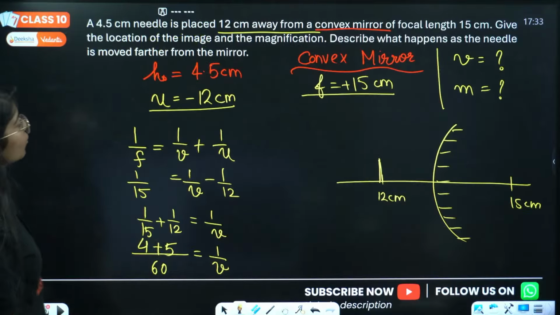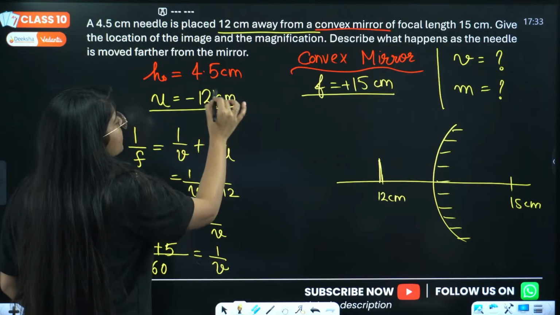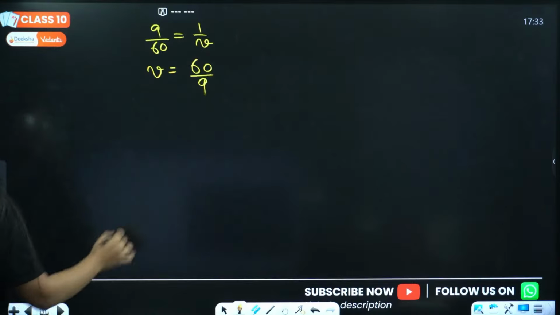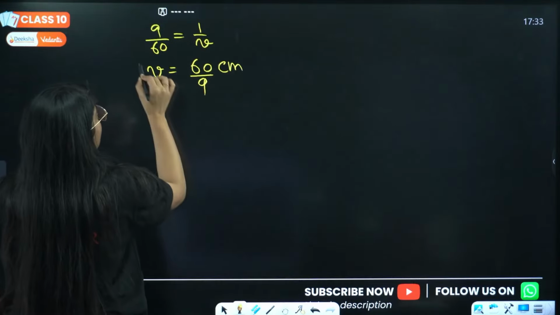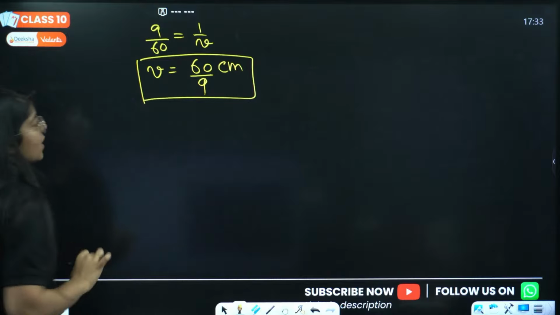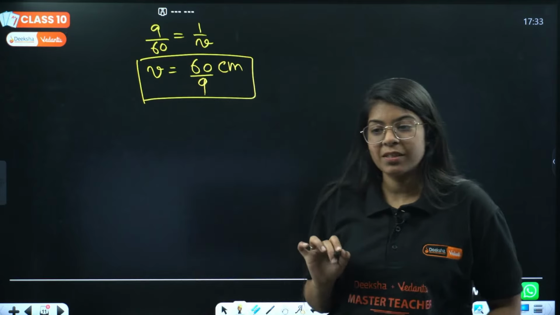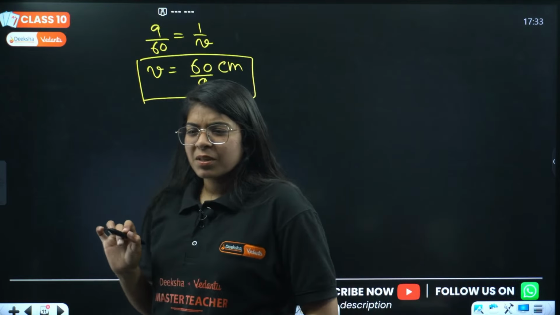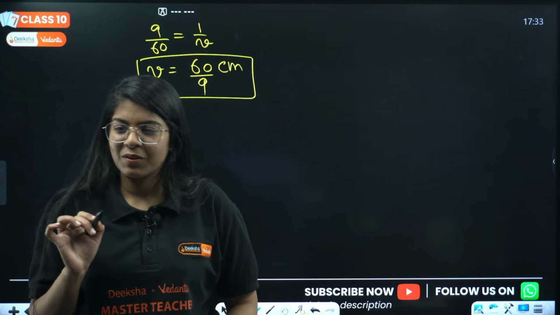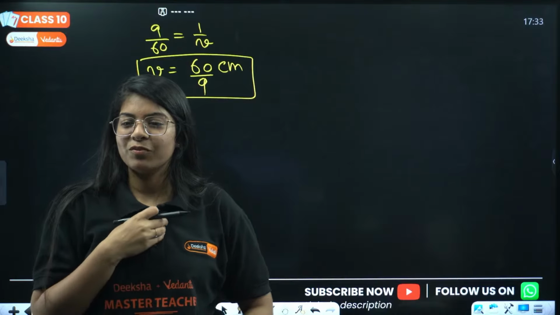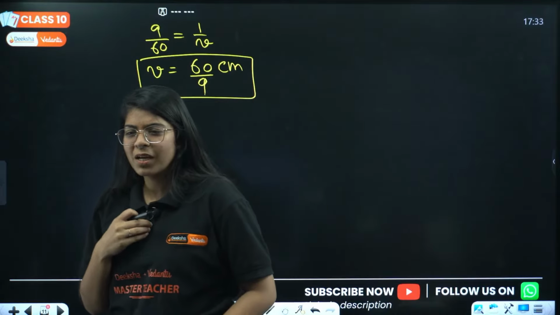And what were the units we had? We had centimeters, right? So this is centimeter, and this was a convex mirror, and we know for convex mirror image distance is positive. 6.67 centimeters, 60 by 9. Okay, we have a full answer. Moved further from the mirror, a virtual image will be formed.